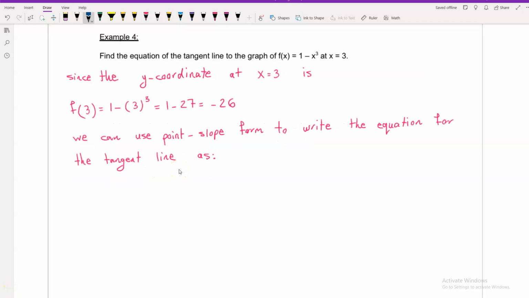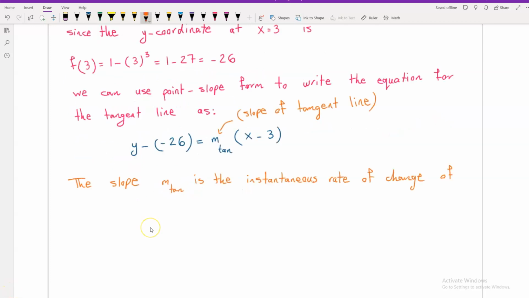We can use point slope form to write the equation for the tangent line as y minus f of 3, which is negative 26, equal to the slope of the tangent line. So this is m, that is m tan for the slope of the tangent line, times x minus what was given for x here, which is 3. So this is based on y minus y1 equals m times x minus x1. So the slope m is the instantaneous rate of change of f of x at x equals 3.